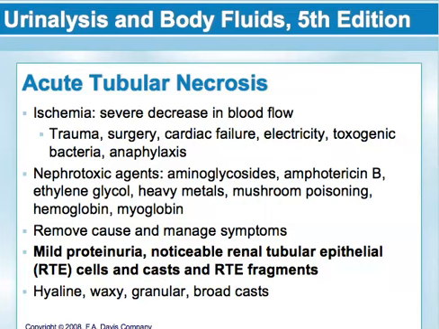The prognosis for this one is good if the ischemia is corrected or if the toxic substances are removed. Lab findings that you would expect with this one include mild proteinuria, microscopic hematuria, RTE cells, and RTE casts. A variety of other casts may be present also due to the tubular damage.